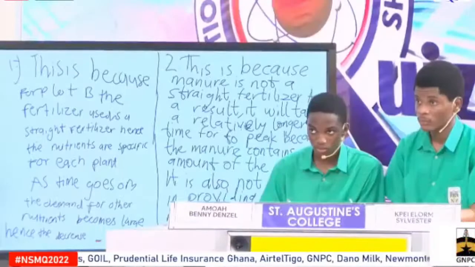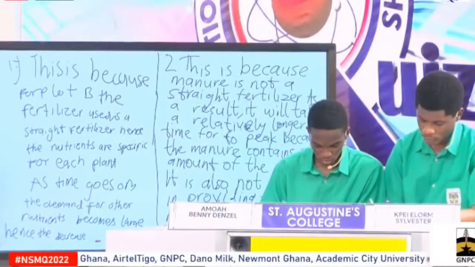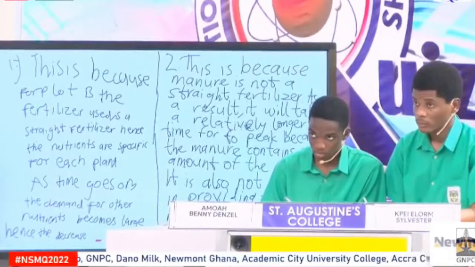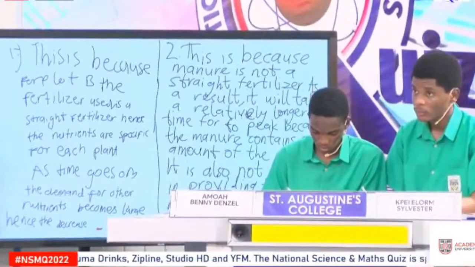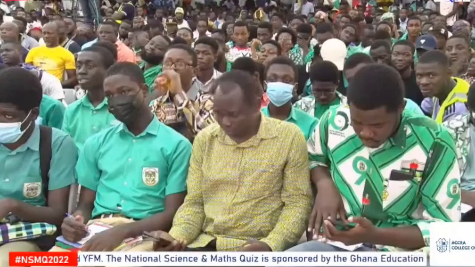St. Augustine's College. First part, you were completely off track. You were talking about straight fertilizer that is specific for each plant. That is not what this graph is showing. No. So you didn't get anything for question 1. Question 2, why did it take a relatively long time? You started out well. You said something about manure containing small amounts of nutrients. For just that statement, I'll give you 1 point. Okay, and then your answer for the final one is also not on track. And so you wind up with 1 out of 10.